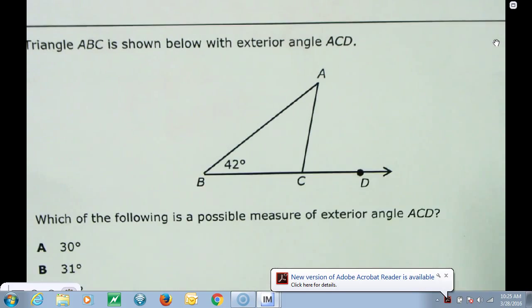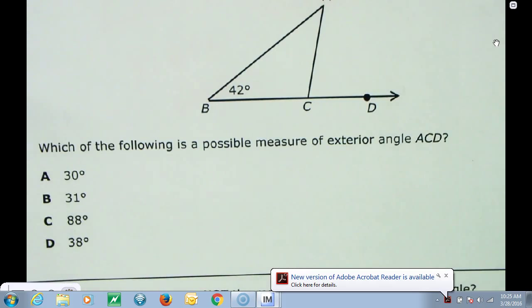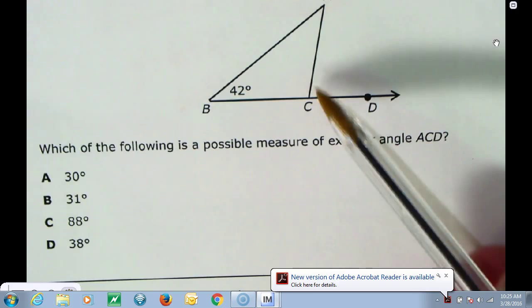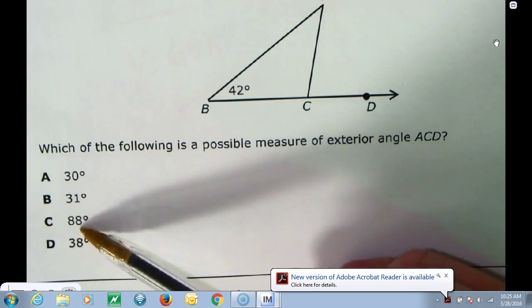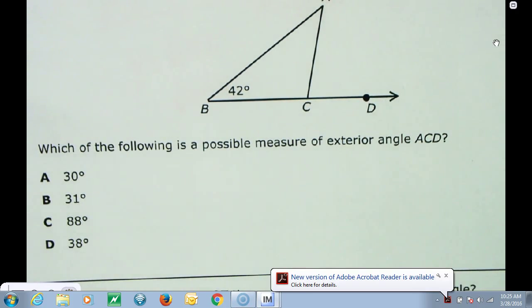Ugh. Okay. What could be the measure of angle ACD? Which one of those could be the measure of ACD? ACD. A, B, C, or D? Go. C. Guys, that's almost a right angle. That's the only one it could be. 3 angles in a triangle add up to 180.